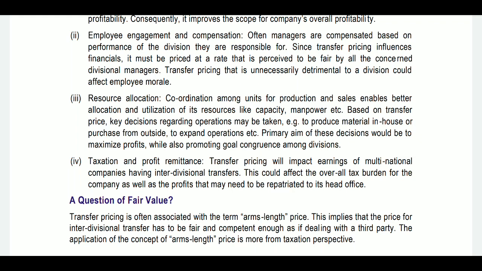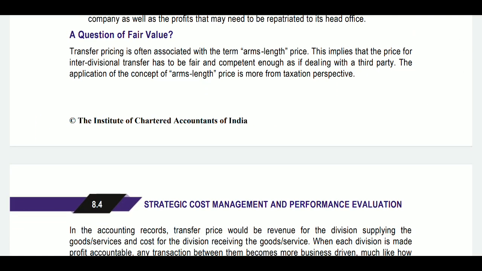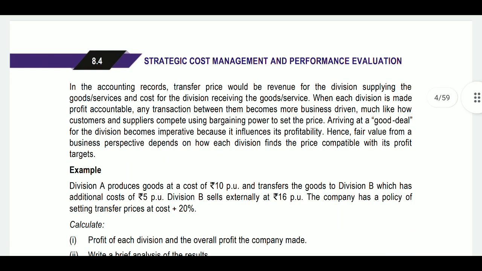Next, a question of fair value. What does fair value mean? Fair value means it is an arm's length price. Arm's length price is more from a tax perspective. In accounting records, the transfer price will be the price of supplying goods or services and the cost for the division, and it will be accountably profitable. Any transactions between parties are more business driven, like customers and suppliers using bargaining power to set prices.